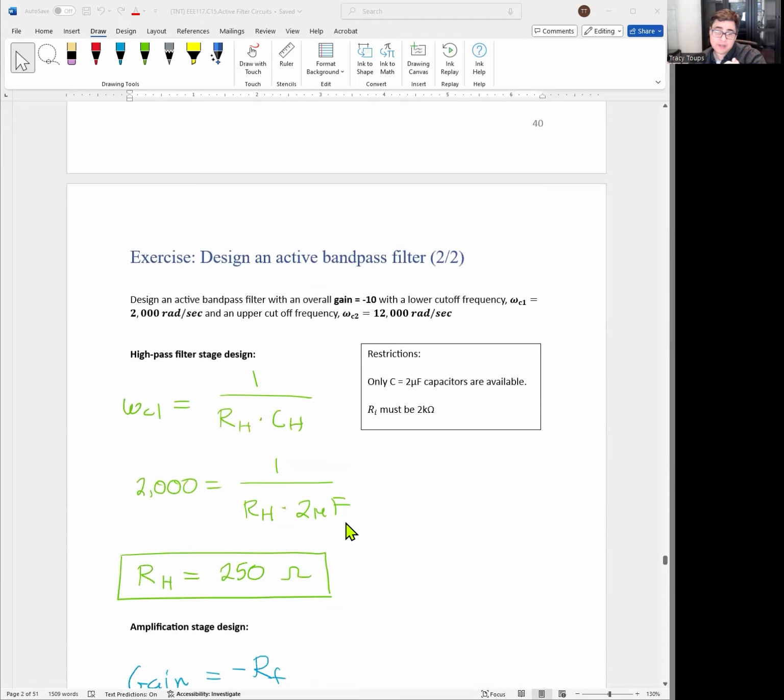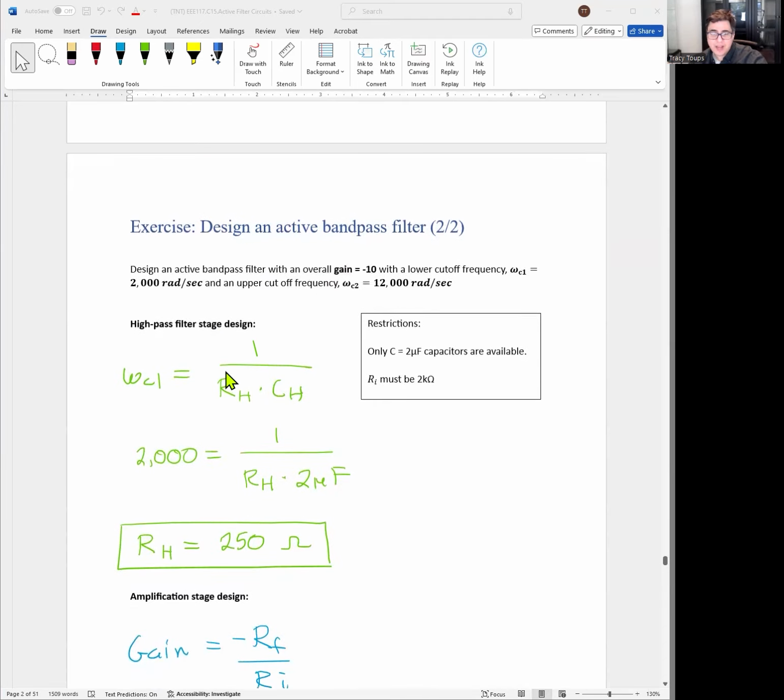Let's go ahead to the next one. Here we're going to do the high pass filter design. The high pass will take care of the lower cutoff frequency, omega C1, which is 2,000 radians per second. So omega C1 equals 1 over RH times CH. Again, capacitors are locked to 2 microfarads, so 2000 equals 1 over RH times 2 microfarads. Solving the algebra, RH is equal to 250 ohms. Just basic algebra is all it is.